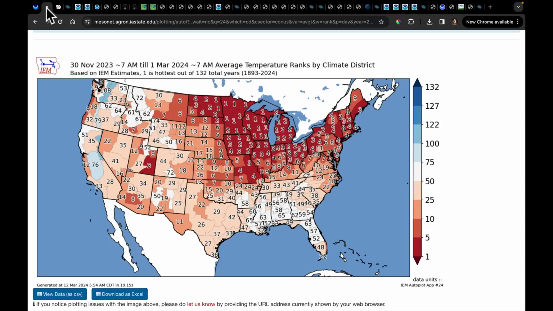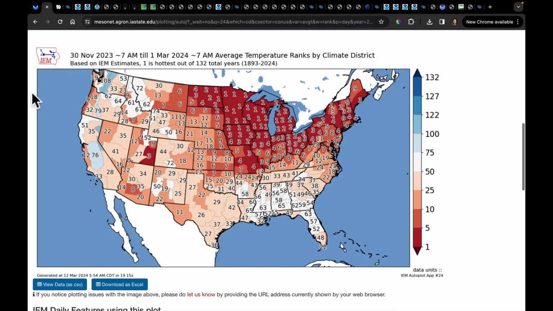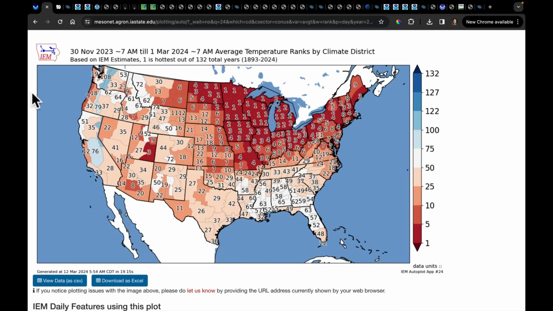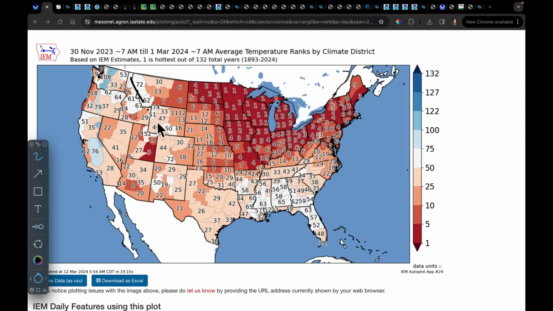All right. So the first map we're looking at is something I've shown you before, but it is December, January, and February, those 3 months, looking at average temperature ranks by climate district. And we just eyeball this. We were a little cooler west at times, but quite warm across the northern tier of the United States. And we had some cooler time periods in the south, but the reality of the whole pattern was we only had one, what I would call longer duration colder outbreak. And that was January 9th through about the 22nd, 23rd.